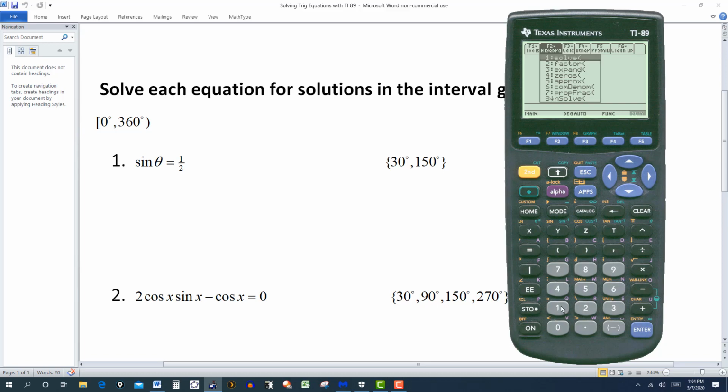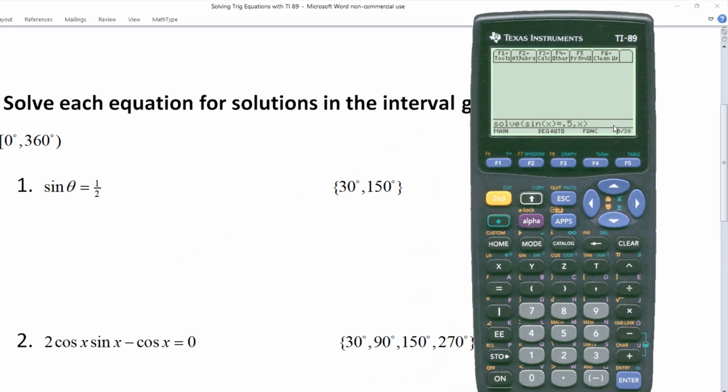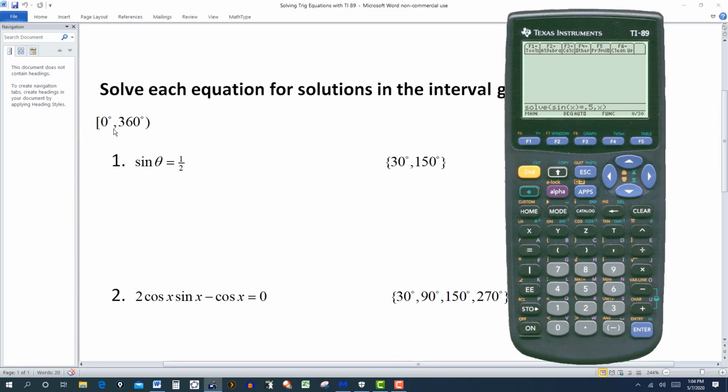So I hit 1 here. And then I enter the equation. I'm going to use second sine. It has theta, but I'm just going to use x, more convenient for me here. Equals 1/2 or 0.5, same thing. And then I have to tell the calculator the variable you're working with, so a comma and then an x, parentheses. And then we have to indicate the interval we want, which is from 0 to 360.